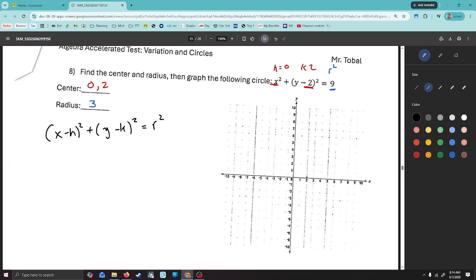So, because the center is 0, comma 2, I start at 0, go up 2. Now, because my radius is 3, I go 3 to the right, 3 to the left, 3 up, and 3 down. And then I just make my circle based off that.